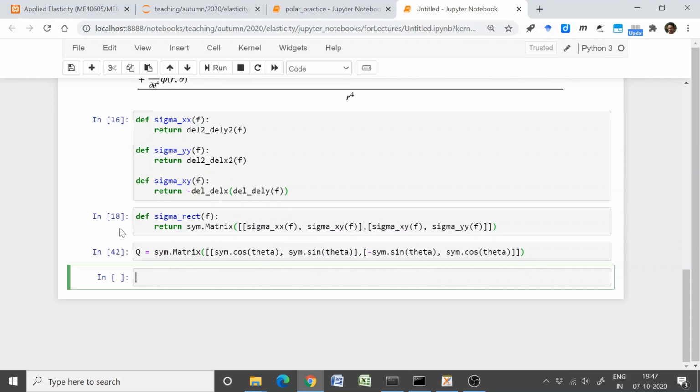You will notice that there is a jump in the input cell numbers here from 18 to 42. That's because I've made some typing mistakes in between, and I had to edit that out.